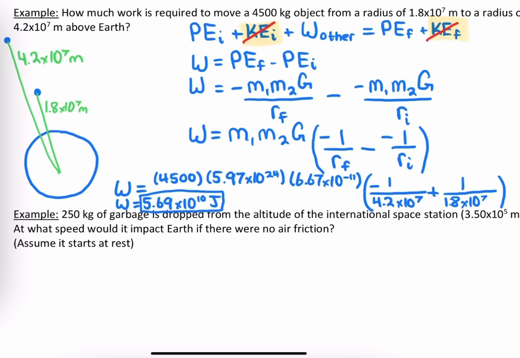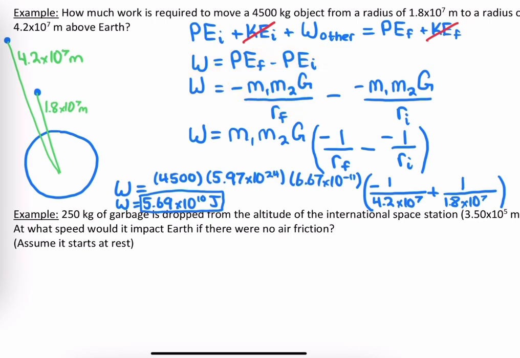And that showed us that the work that was going to be done was just the difference in the potential energy between the two locations. Remember, potential energy in these sorts of problems has a new formula, a little fancier than our old one, and it has a negative sign in front of it.